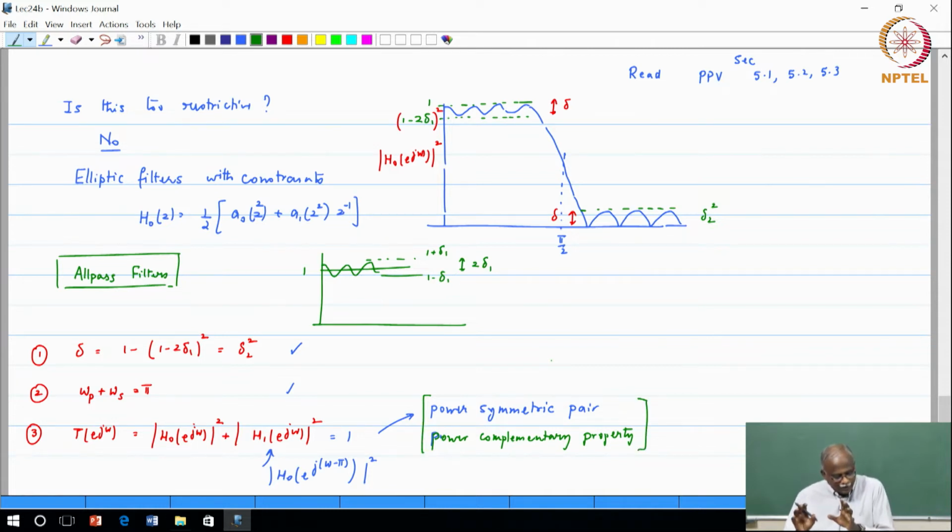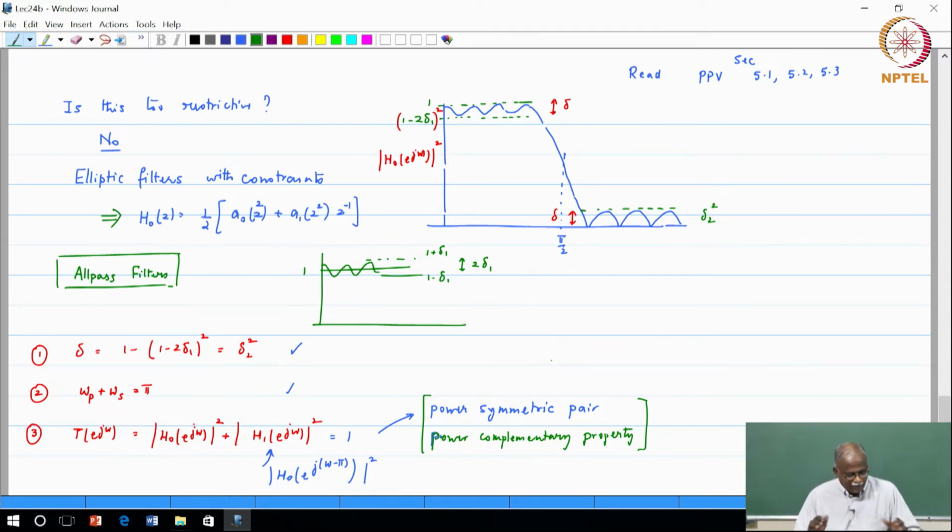Now, given this set of conditions, 1 and 2 are straightforward. Third is a property that we would have to be careful to deal with, but this class of power symmetric filters exists. So, given this, the elliptic filter designed with these constraints will be decomposable in the following way. Given that statement, we will come back to this once we have studied all pass filters.